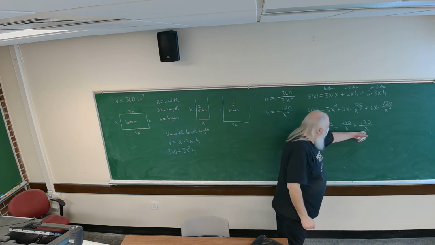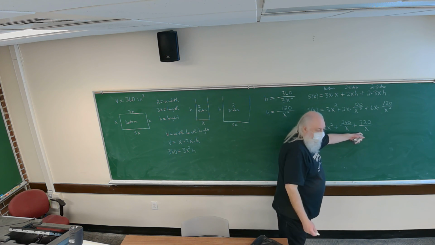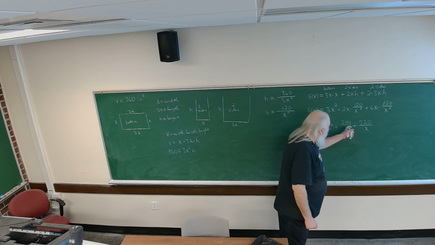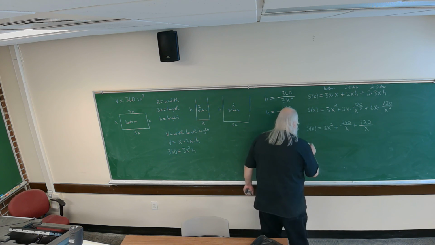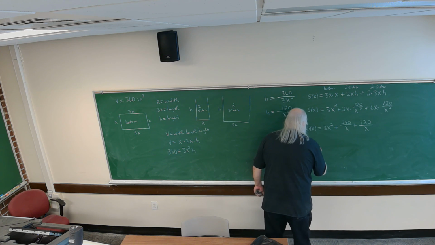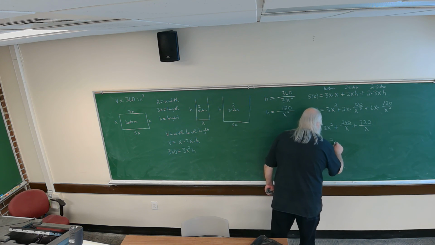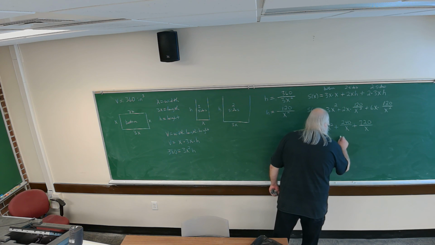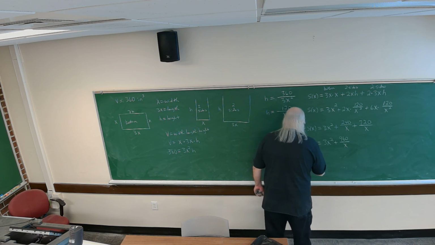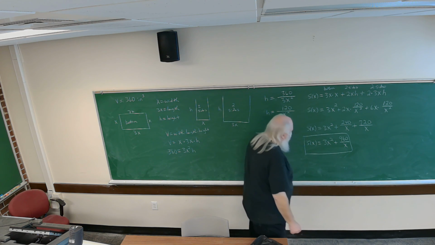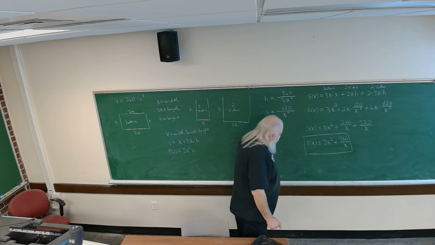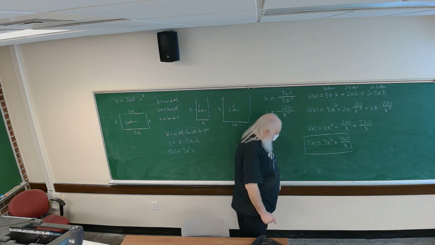And now these are like terms with the same denominator. I'm adding two fractions with the same denominator, so I can add the numerators. And I have S of x is equal to 3x squared plus 960 over x. And that's the surface area.